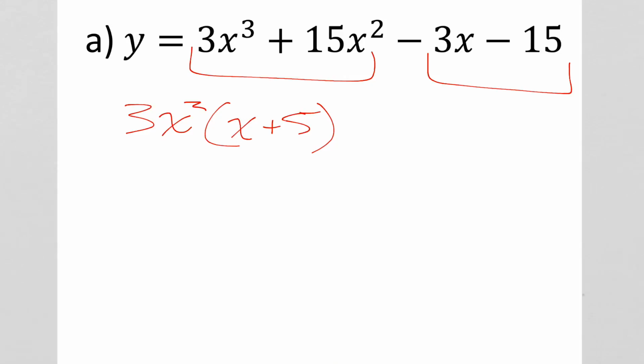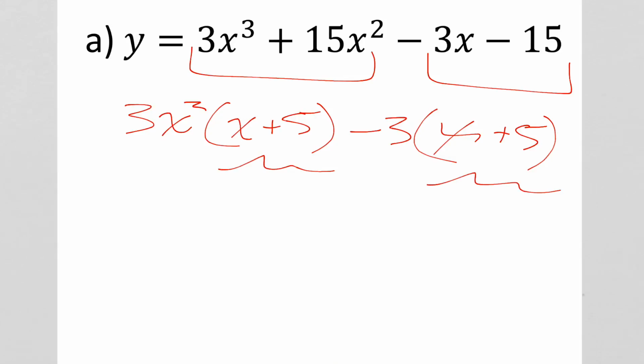It's right there. What can we pull out of these next terms? Well, we can pull out a minus 3. What are we left with? We're left with x. If you pull a minus 3 out of a minus 15, you're left with a positive 5. Next step, notice that both of these have an x plus 5, which means we're going to pull that out. So, x plus 5 pulled out.